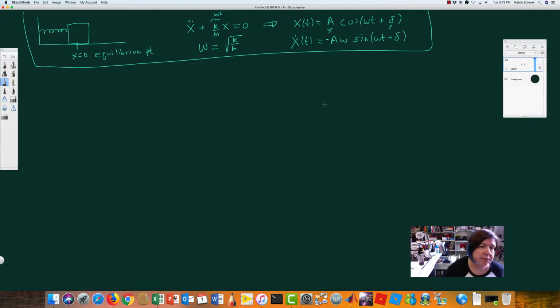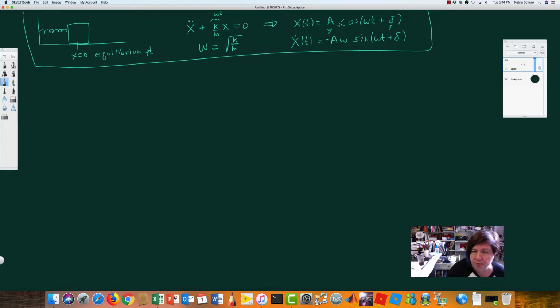Hey guys, so I thought I'd give you a little video about the different initial conditions and how that works, and how you can solve for your constants. So what I've written down here is a little picture of a mass on a spring, frictionless surface. We're setting the equilibrium point at x equals 0. Here's the differential equation with omega. And here's the solution that I'm going to choose to use.